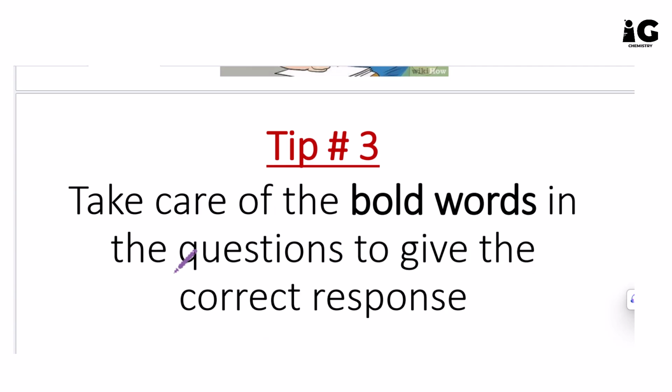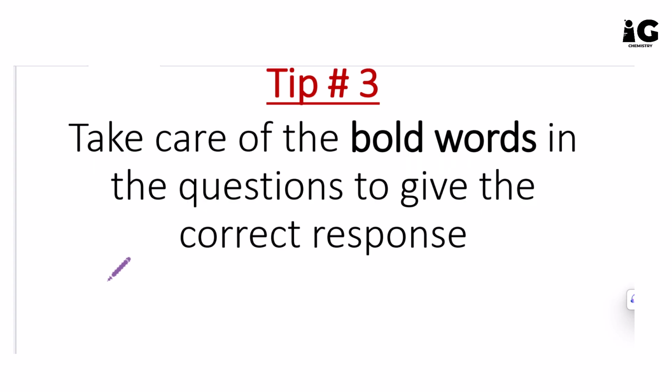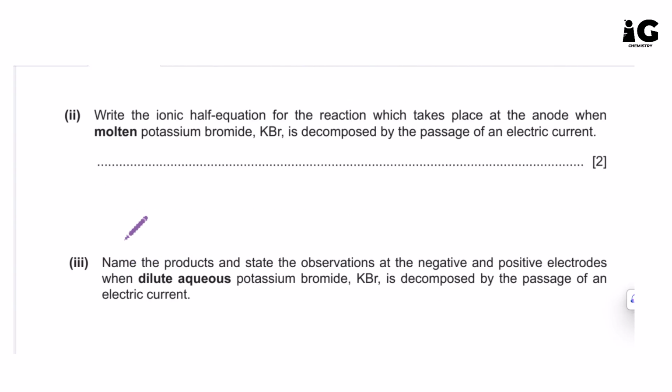So for tip number 3, guys, we have to take care of the bold words in the questions to give the correct response. Guys, let's take this example. This is a question taken from a past paper. Write the ionic half equation for the reaction which takes place at the anode when molten potassium bromide, KBr, is decomposed by the passage of the electric current. Here, guys, this is the bold word.